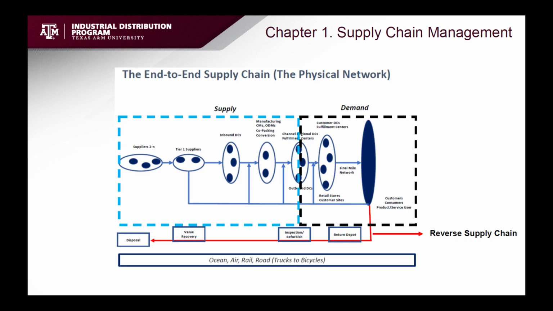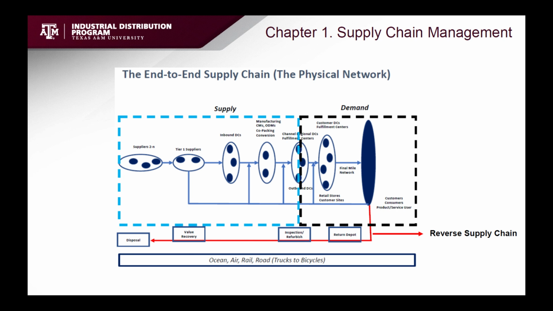Now, look at the full end-to-end picture. On the left, the supply side: Tier 2 and 3 suppliers feeding Tier 1 suppliers who feed inbound distribution centers, then on to manufacturing and conversion. On the right, the demand side: regional distribution centers, fulfillment centers, retail stores, the final mile network, and ultimately the customer.